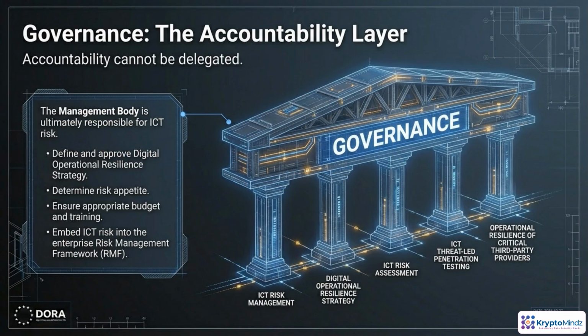Think of governance in DORA as the accountability layer that holds everything else up. The management body cannot push this accountability down the line. They must set the digital operational resilience strategy, define how much ICT risk the organization is willing to take, and back that with real budget, skills, and time. Under that roof sit all the key capabilities: ICT risk management, risk assessment, resilience strategy, advanced testing, and oversight of critical third-party providers. If governance is weak, every one of those pillars will wobble. If governance is strong, the whole resilience framework becomes coherent, prioritized, and defensible to supervisors.